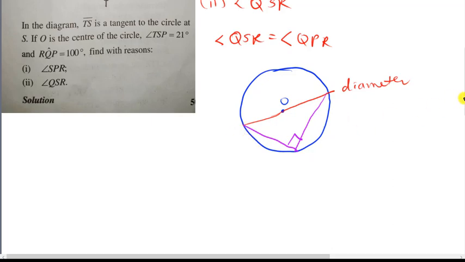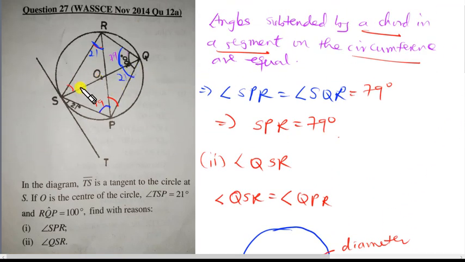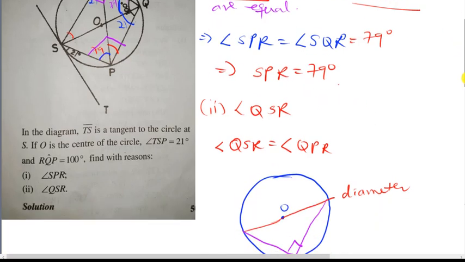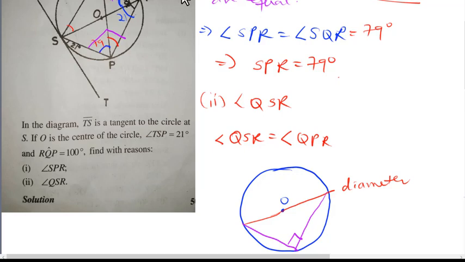Okay, so if you look at the diagram, we have a chord passing through the center, that is the diameter, the chord SQ, and it forms an angle here. So the entire angle here has to be 90 degrees. In the same vein, the entire angle here has to be 90 degrees, because these angles are subtended by the diameter. And if we know here to be 79 degrees, then of course we can find the other half of the angle.